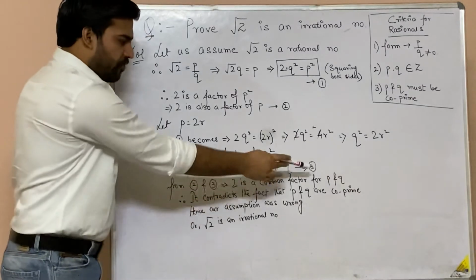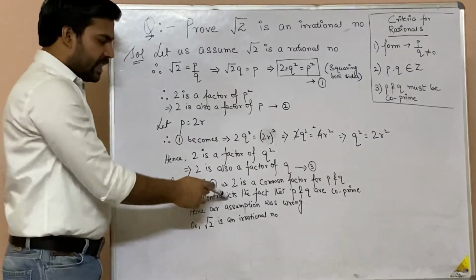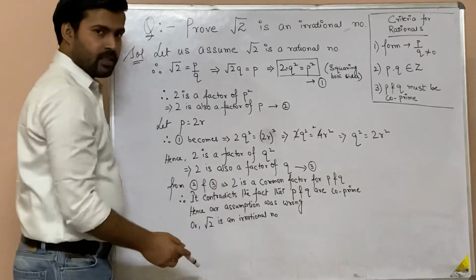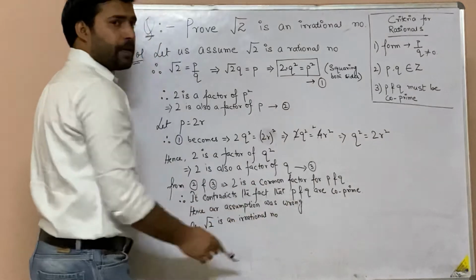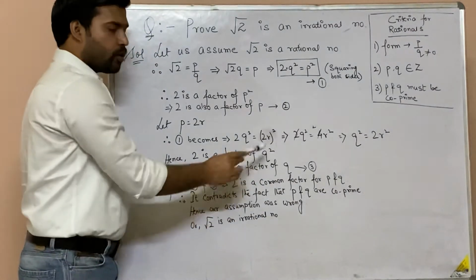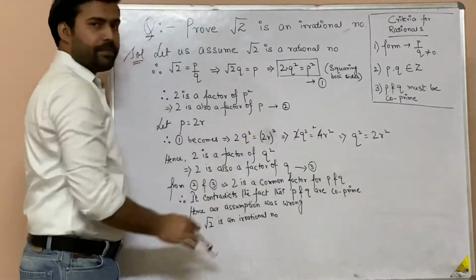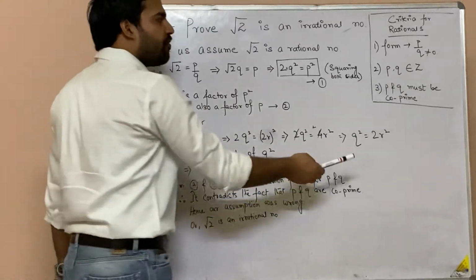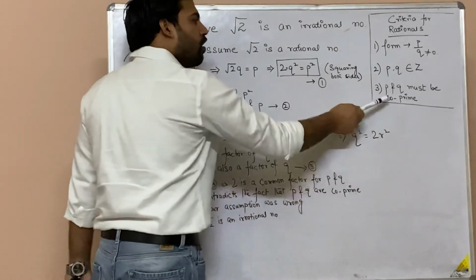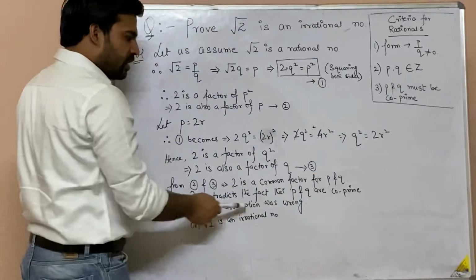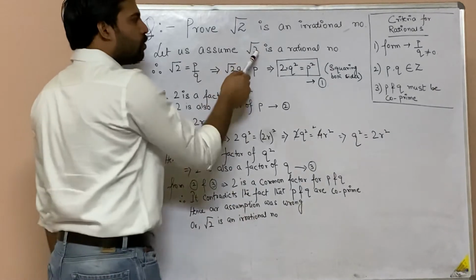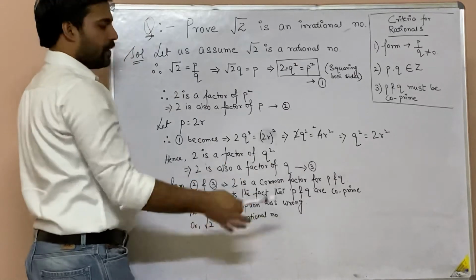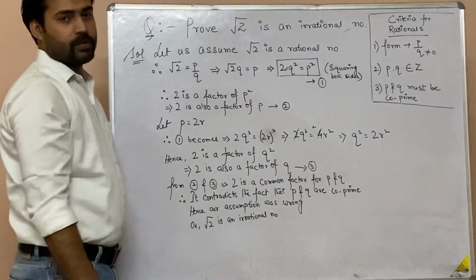If 2 becomes a common factor of p and q, this contradicts, that is, it proves it wrong. It contradicts the fact. What fact? That p and q are co-prime. Isn't it? 2 cannot be a common factor because they are co-prime numbers. They cannot have any common factor. So if they are not co-prime, that means our assumption is wrong. What assumption is wrong? That root 2 is a rational number. This assumption is wrong. So if root 2 is not a rational number, then root 2 is an irrational number.